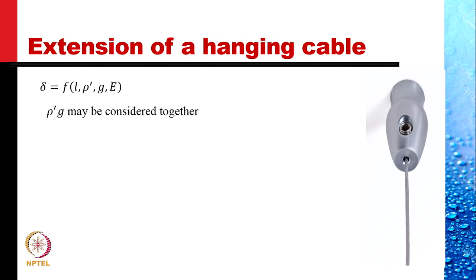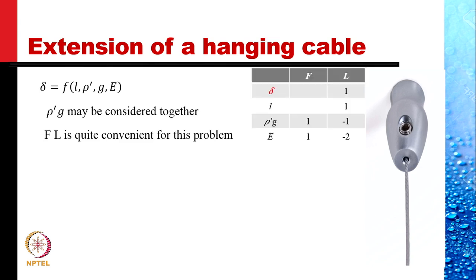Now we bring in the physical fact that since the cable extends under its own weight, rho prime g may be considered together, not independent of each other. So instead of 4 independent parameters, we have only 3 independent parameters. Now, there is no need to work in the MLT system. Force and length are the only 2 dimensions involved, and if we construct the dimensional table, that's what it looks like. Delta has the dimension of length, L of course has the dimension of length, rho prime g is force per unit length, and E is force per unit area.